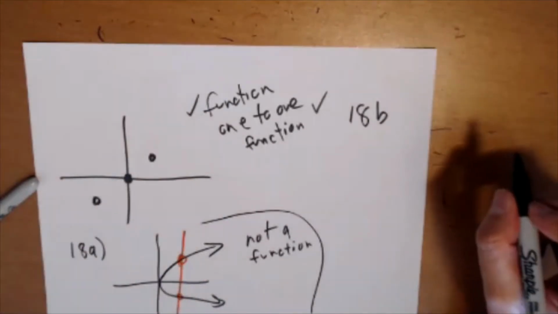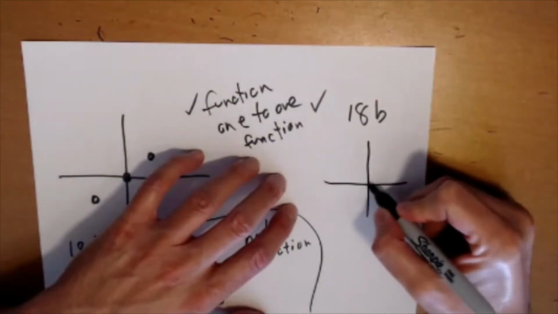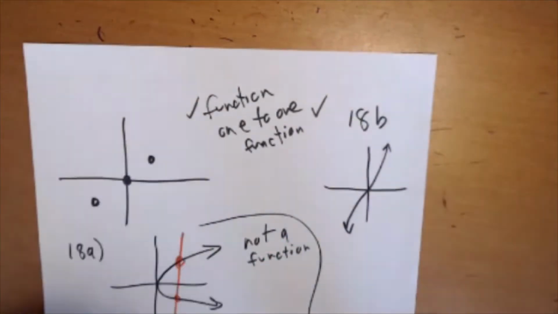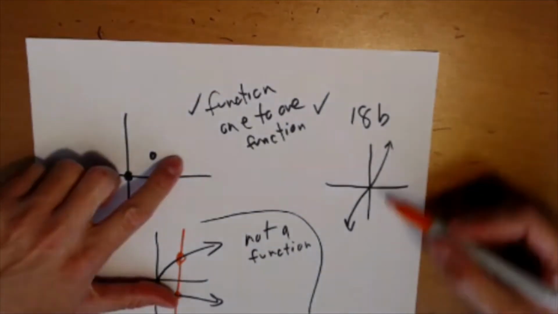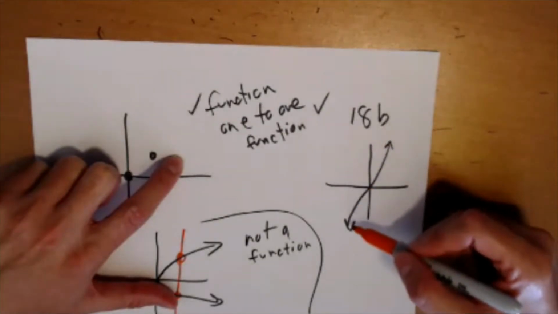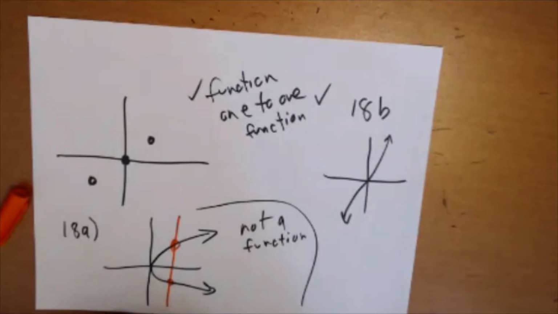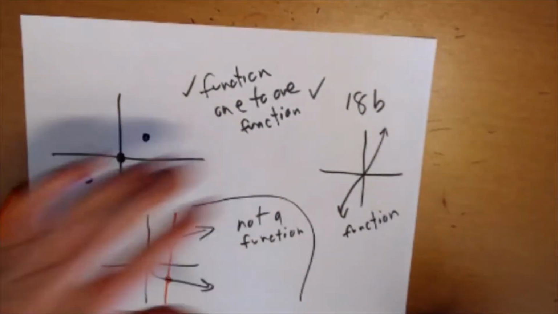18B. There's a weird looking picture. It's kind of like an S looking thingy. Does it pass the vertical line test? Can you draw a vertical line and hit that squiggly in more than 1 spot? Nope. Cool. So 18B is a function because it passes the vertical line test.